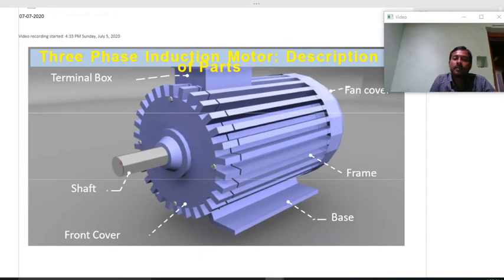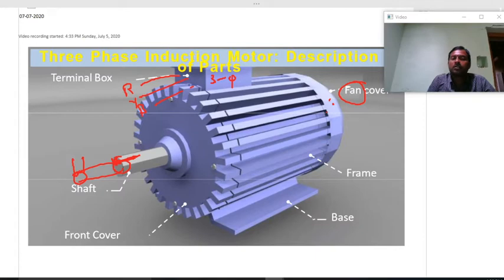This is the shaft, which is the rotating part, mechanically coupled to the pump of agriculture pumps. And this is the terminal box, where the three phases R, Y, B are given to the three-phase induction motor. And this is the fan cover. Inside, the fan will be there.